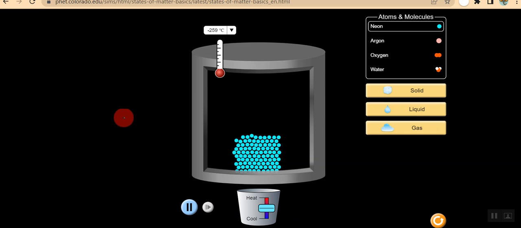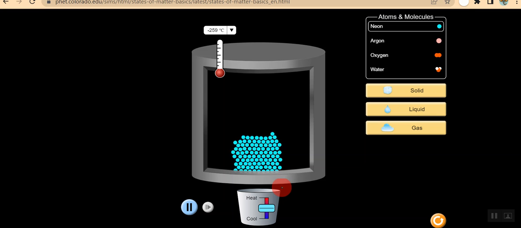So if we have a look at this simulation, what we have here is a solid. What we can see is the solid is made up of individual atoms and they're all bound closely together. Now you can see that they're still moving and vibrating, but they are in a solid form. And we can see that the temperature is very low, it's minus 259 degrees. So in this state, these particular atoms stay as a solid.